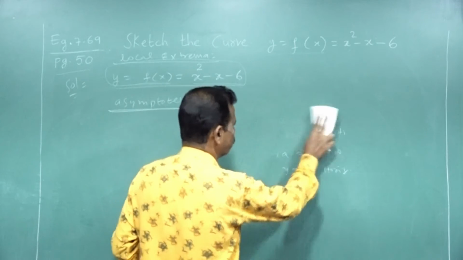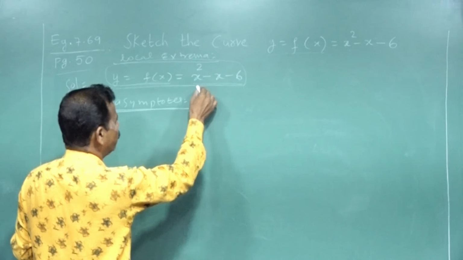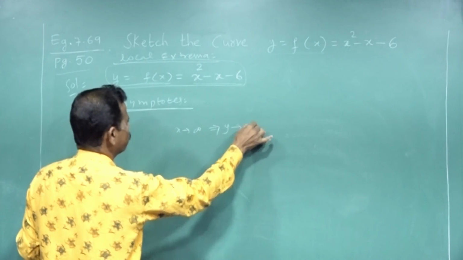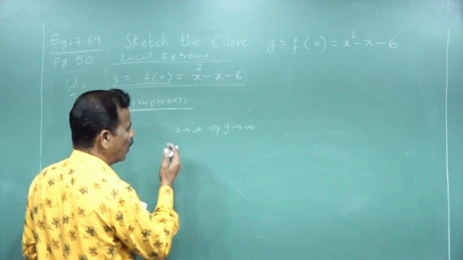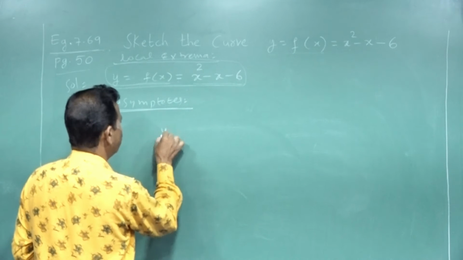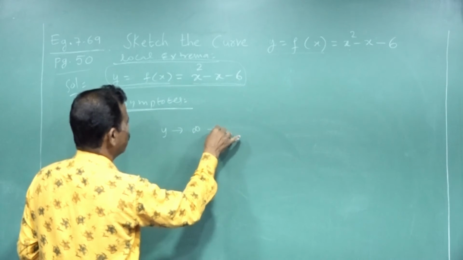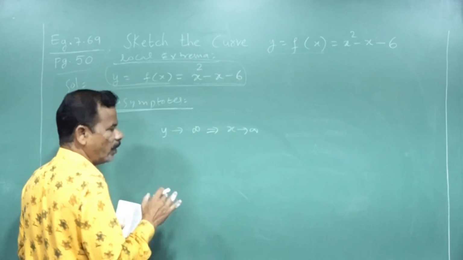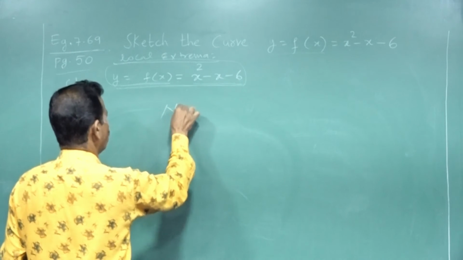Like that. In the function f of x here, if x tends to infinity, then y also tends to infinity. So no particular value comes here, both are infinity. That's why there is no vertical asymptote. If y tends to infinity, x also tends to infinity. So there is no particular value for x and y. There are no asymptotes for this function.